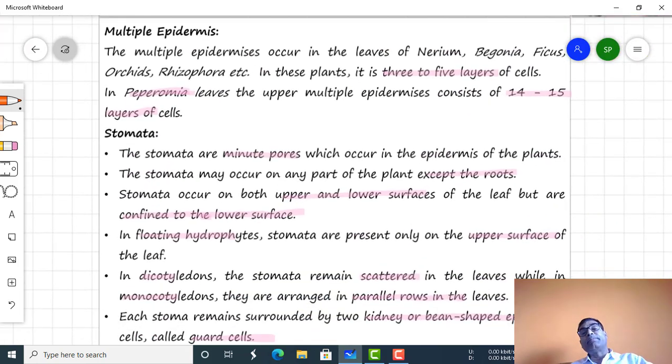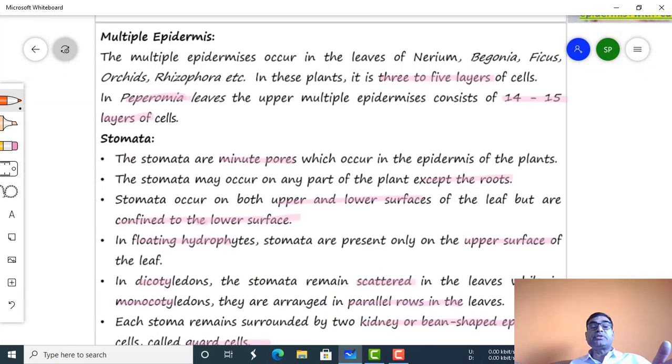Now, about the multiple epidermis. In multiple epidermis, 3 to 5 layers of epidermal cells are present, and it is observed in Nerium, Begonia, Ficus, Orchis, and Rhizophora. So it is 3 to 5 layers. In Peperomia leaves, the upper multiple epidermis consists of about 14 to 15 layers of epidermal cells. Now, about the stomata.